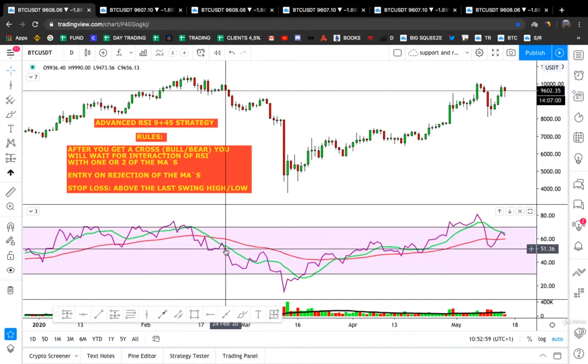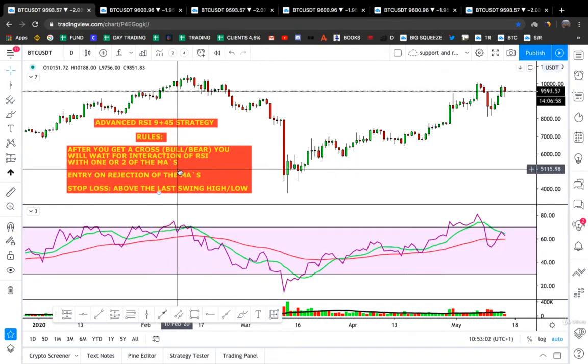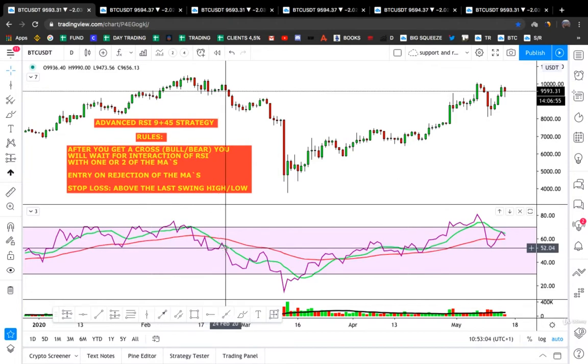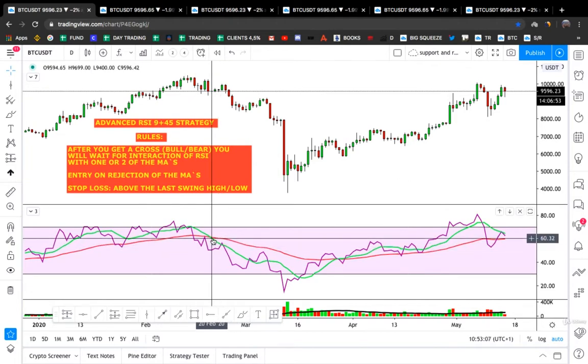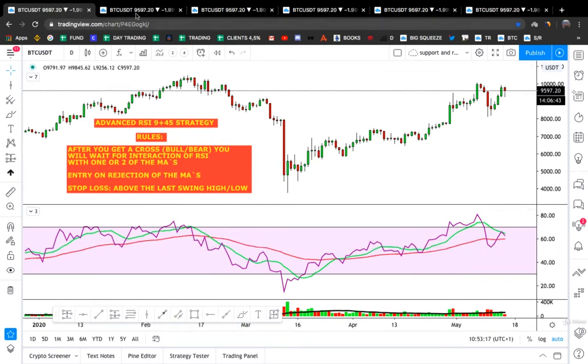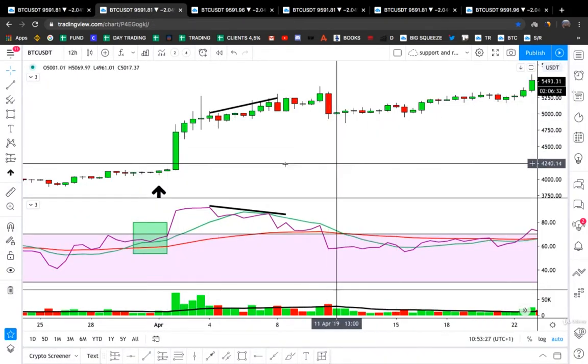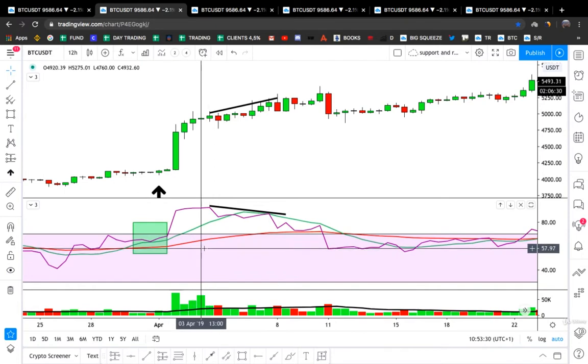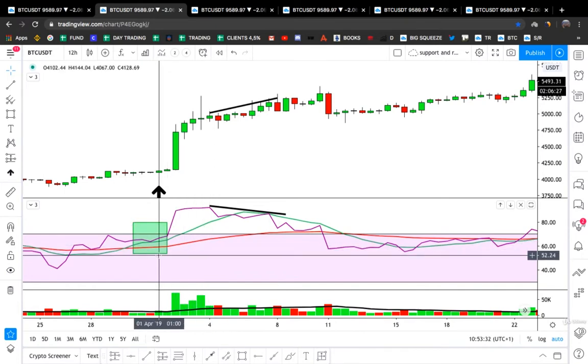Now, this is basically not much more complicated, but you have additional rules. So now when you get the cross, one more time to repeat, when you get the cross you are not entering, you are waiting for interaction. Once you get the interaction you are waiting for a rejection and entering right here. So now I prepared examples for you, so I will not bore you like in the previous video where we spent a lot of time going through the examples. Now I prepared it here for you, so it's going to be much faster and easier, and you can stay focused and memorize much better.